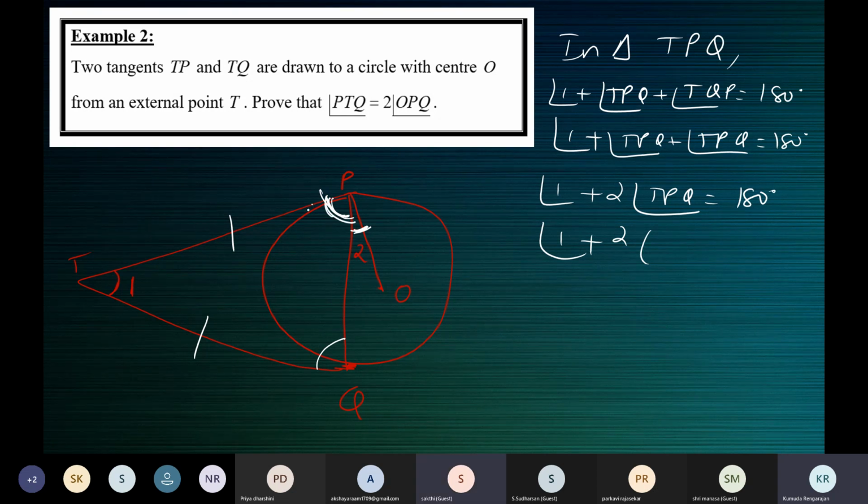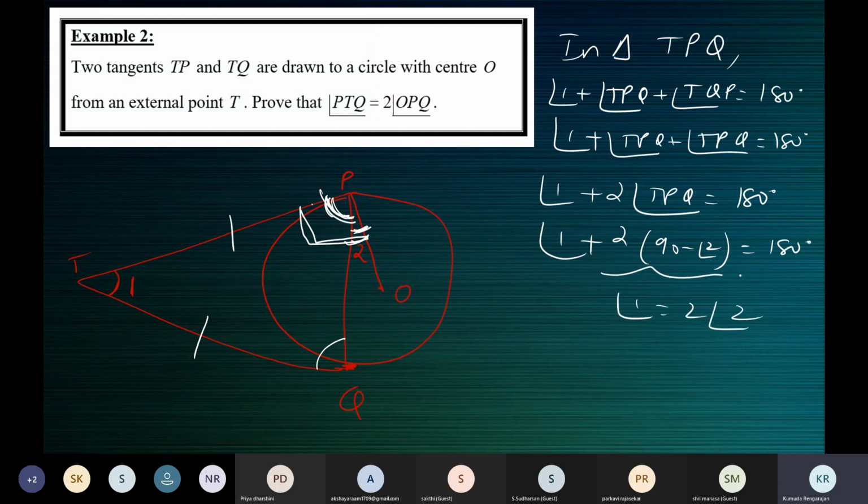The whole angle from here to here is 90. So angle TPQ is 90 minus OPQ, that is, 90 minus angle 2. Substituting, angle 1 plus twice of (90 minus angle 2) is equal to 180. When you work this out, you will get angle 1 is equal to twice angle 2. That's what we have to prove.